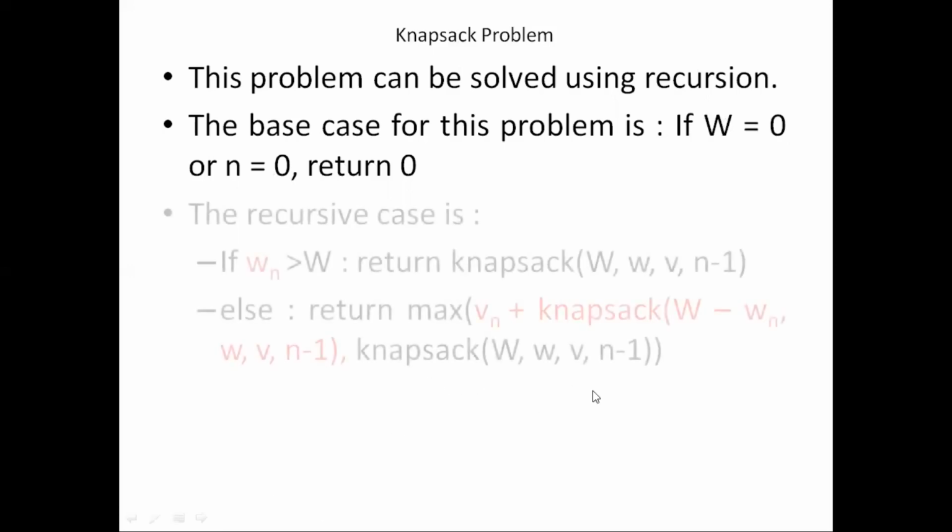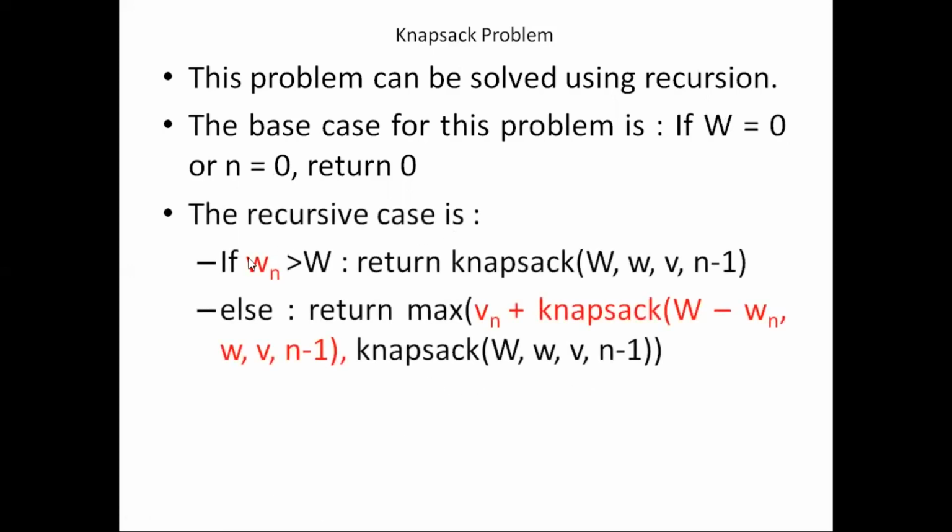Otherwise, the recursive case is this: let us assume that I am thinking of the nth element. If the weight of the nth element is greater than W, I cannot take that because it cannot fit into the bag. If the weight of the nth element is greater than W, then don't choose it. So return Knapsack of capital W, weights, values, n minus 1. This is when we don't choose a particular element. Else, if that can be chosen, then again I have to decide whether to choose it or not.